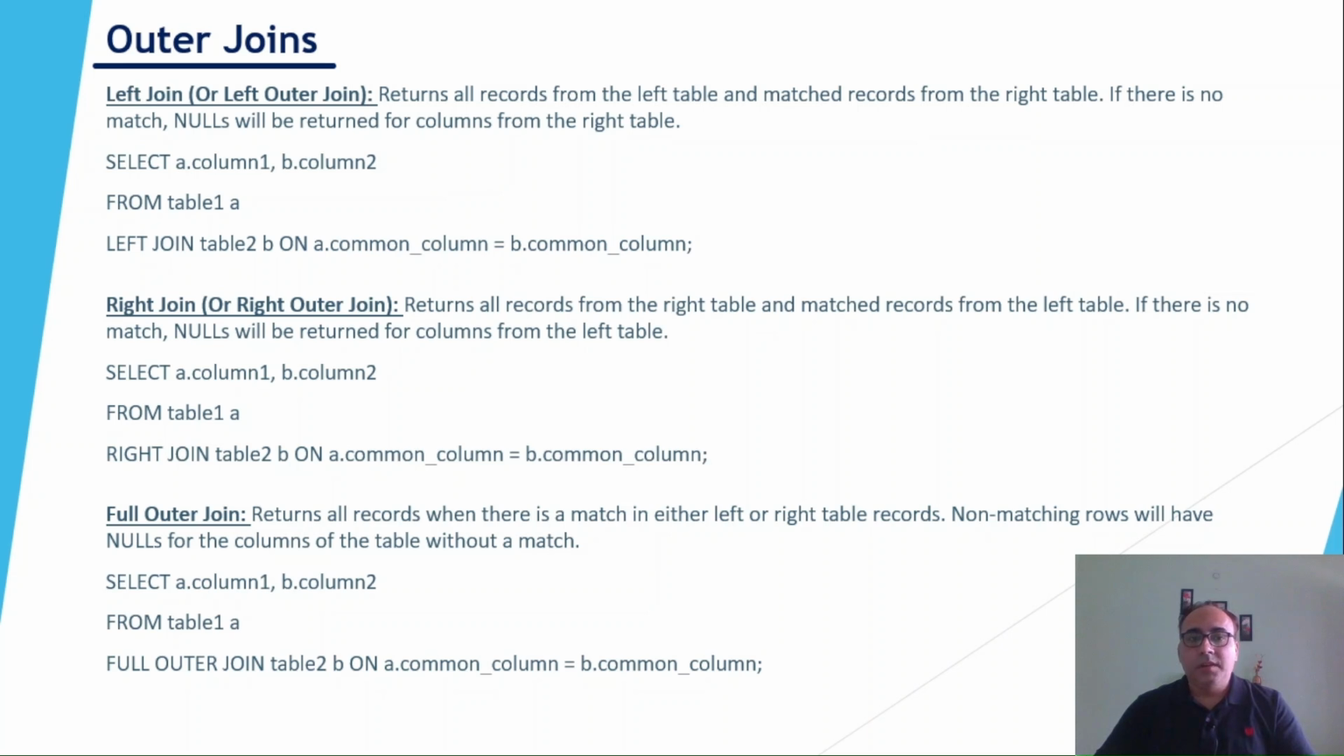Next we have full outer join. This is basically a combination of left outer join and right outer join. It returns all records when there is a match in either the left or right table, and non-matching rows will have null. The syntax is the same, only in place of left and right join, we'll have full outer join.